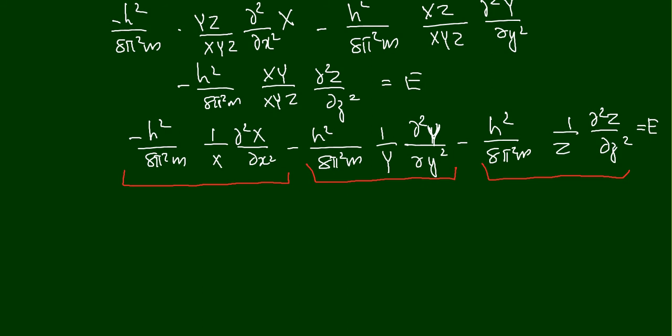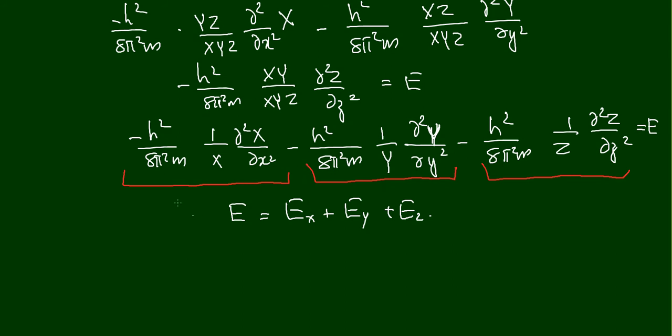It means that E can be expressed as Ex plus Ey plus Ez, where Ex is the contribution from the first term, Ey is the contribution from the second term, and Ez is the contribution from the last term. So we can write E is equal to Ex plus Ey plus Ez. Ex value will be determined by the first term because the first term is of x only, Ey value will be determined by the second term, and Ez will be determined by the third term.